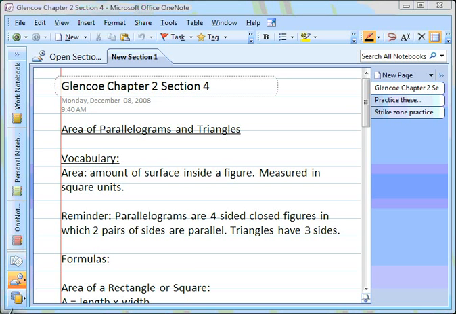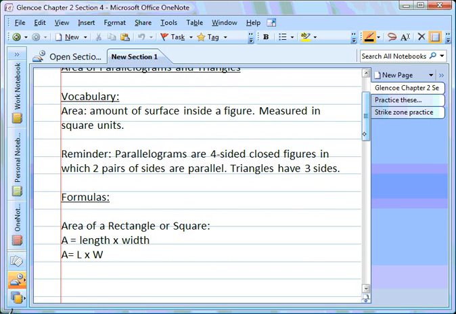As we start section 4 in our geometry chapter, which is chapter 2, we talk about parallelograms and triangles, and we need a little bit of vocabulary to back us up. We remember that parallelograms are four-sided figures that have two sets of sides that are parallel to each other. So rectangles qualify as parallelograms, so do squares, and so do parallelograms that have the slanted sides. Triangles have three sides.